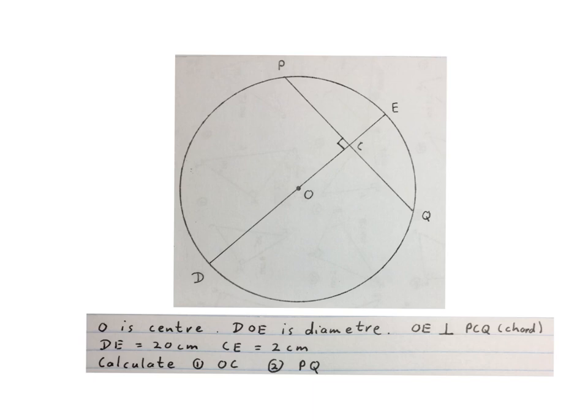In the first problem, they gave us a circle, and at the bottom they said O is the center, so that's the center of the circle. DOE is the diameter, so we have a diameter over there. And they say OE is perpendicular to PCQ, so that line is perpendicular over there. They indicated it for us. They say DE is 20 centimeters and CE equals 2 centimeters. So that diameter is 20 centimeters and that piece is 2 centimeters. Then they asked us to calculate OC, that red line there, and PQ, that whole line there.